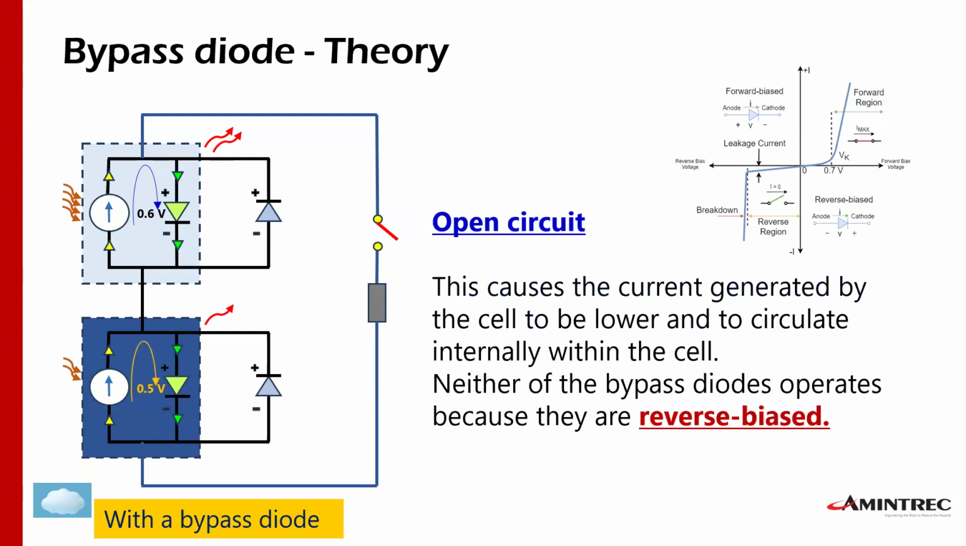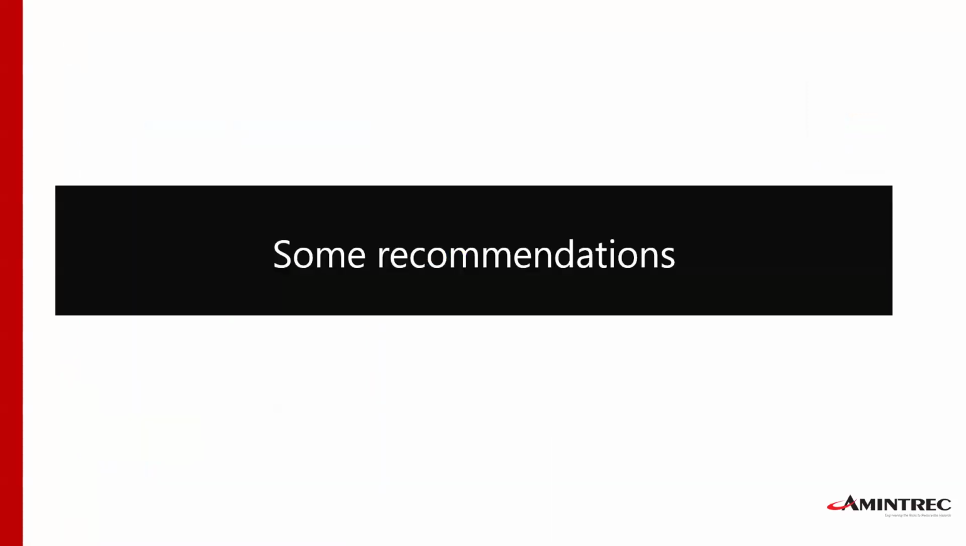And this causes the current generated by the cell to be lower and to circulate internally within the cell. Neither of the bypass diodes operate, as you can see here, because this is a plus, a minus, plus, minus. Those two are in reverse mode. They will not operate. Okay, so that's pretty much all the examples that I want to show you.